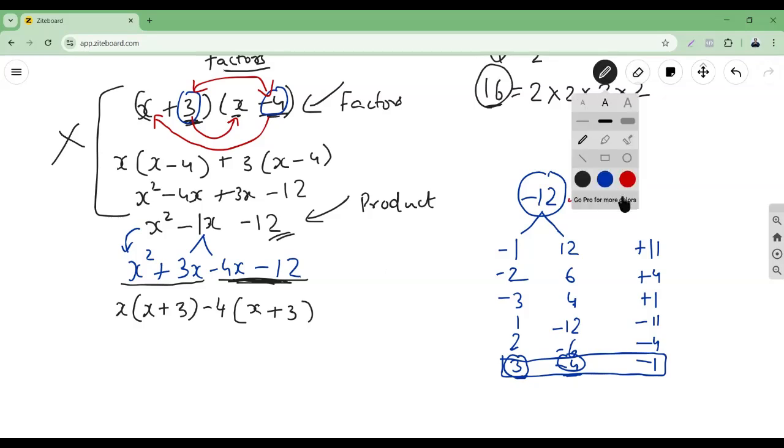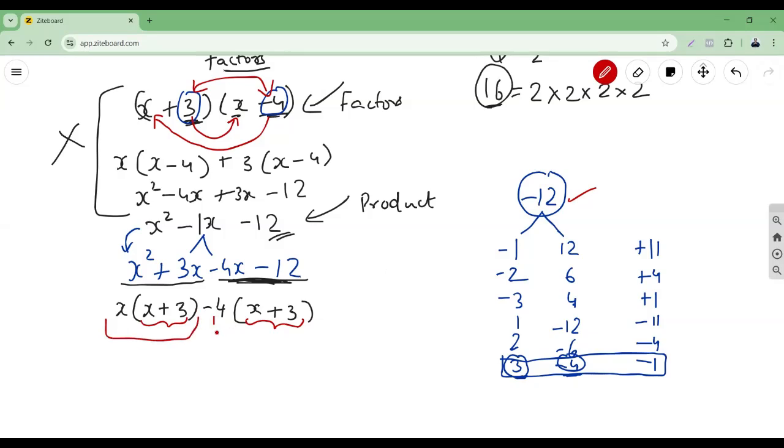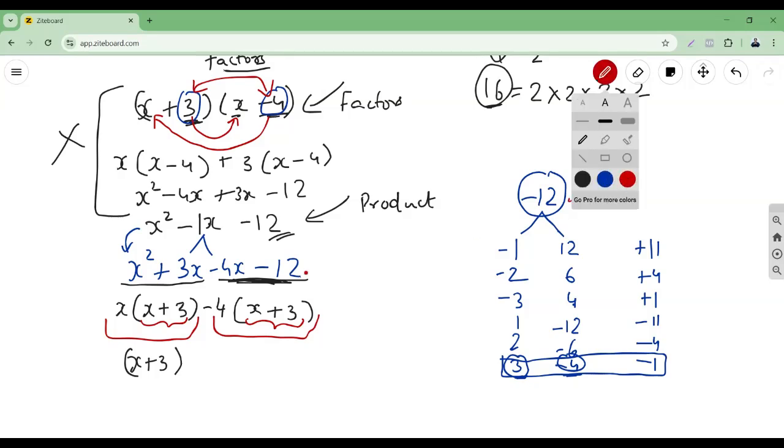Now look at this wonder. What is happening is this x plus 3 and this x plus 3. If you consider this as one term and this as one term, in these two terms x plus 3 is common. So I am going to take out the common thing, right? I'm going to take it out common outside. And now I'm going to write what is left.